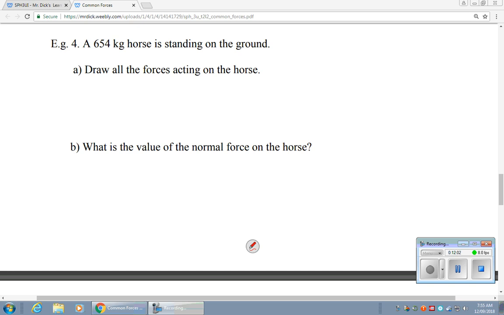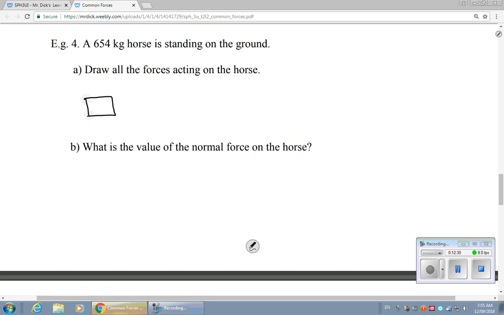So example 4's got a 654 kilogram horse just standing on the ground. And we're going to draw all of the forces acting on the horse. And the key is that we need to just draw what directions the forces are going in. Really doesn't matter what our horse looks like. So if you want to draw a very beautiful artistic drawing of a horse, that is up to you. I have terrible art skills, so my horse is going to look a little bit like this.